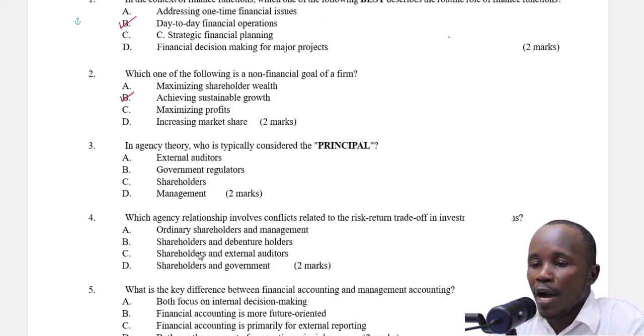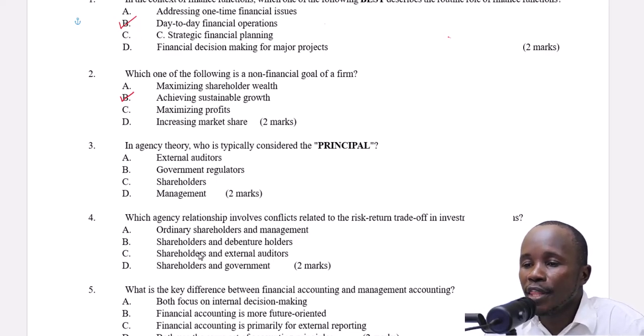Question number 3, you are asked, in agency theory, who is typically considered as the principal? You see, there is a principal and an agent. An agent is a person who acts on behalf of the principal. So, therefore, in a company setup, the people who run the company are the agent, but whoever owns this company becomes the principal.